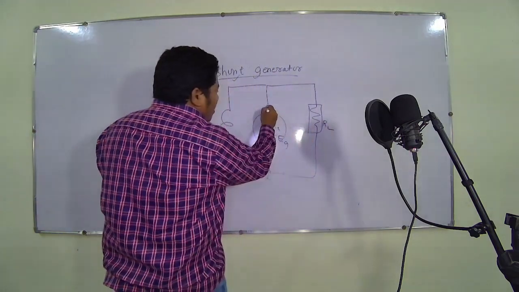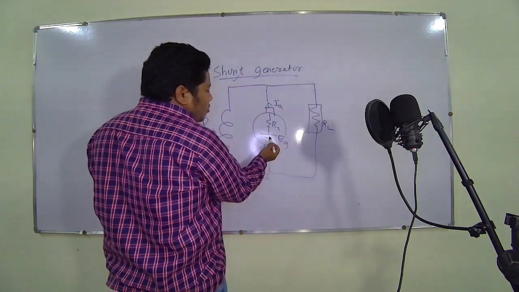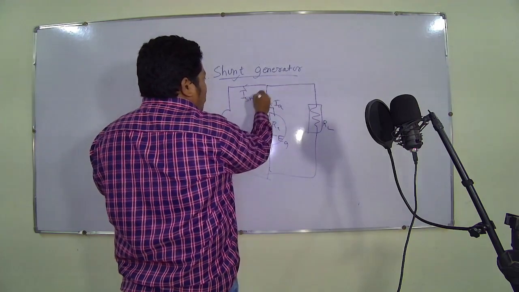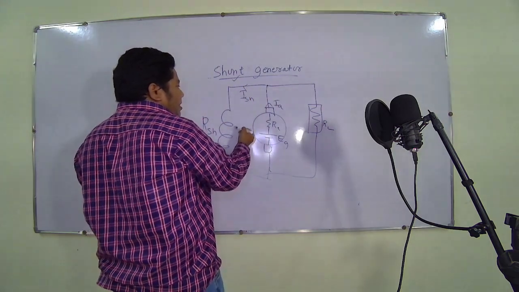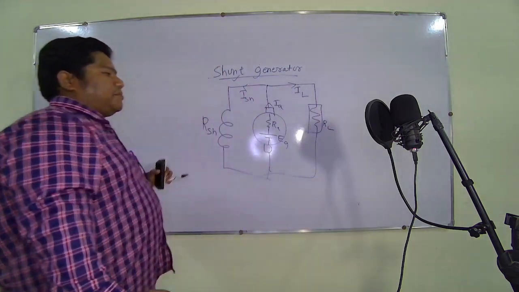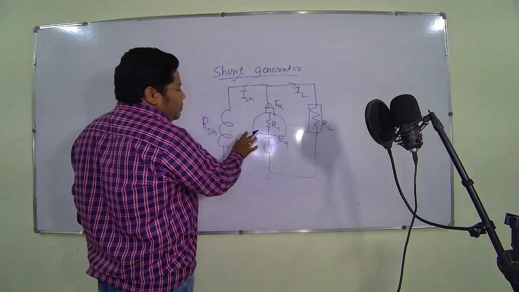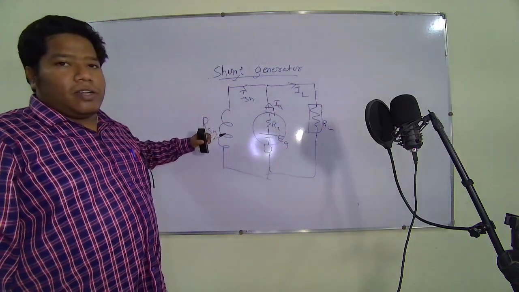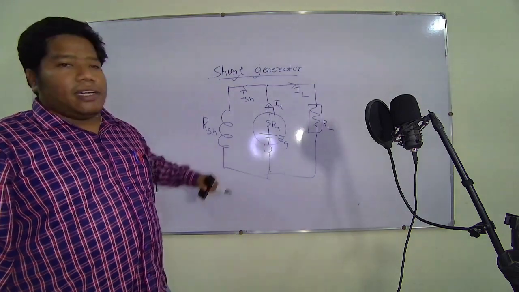So when armature current flows, it flows through armature resistance and divides at this point. Some current flows through shunt resistance, that is ISH, and some current flows through load resistance, that is IL. So why is it called shunt generator? Because the shunt field is in parallel with the armature. That's why it is known as shunt generator.